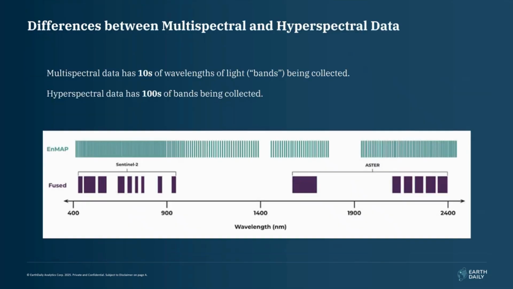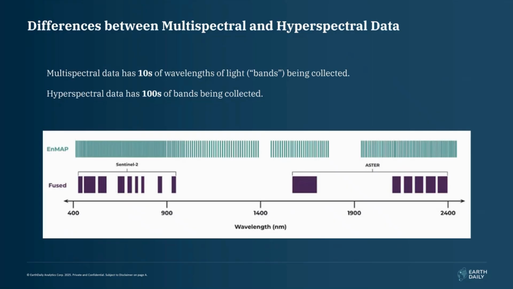And that's really where the importance between multispectral and hyperspectral comes in. With multispectral, you can see along the bottom here there are tens of bands, really. This fused data is something that EarthDaily uses quite a lot. It's a combination of Sentinel-2 and ASTER data, which are 2 of the most common satellites used in mineral exploration for really the last 20 years. And you can see how many wavelengths of light they're capturing. So 15 in total, 9 in the visible to near infrared and 6 in the shortwave.